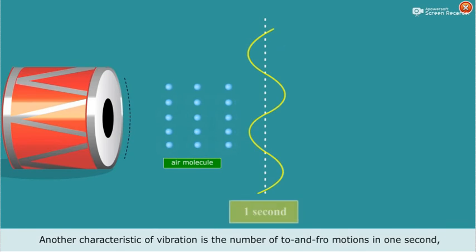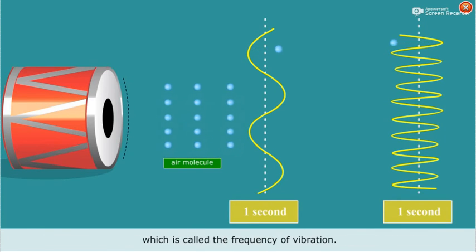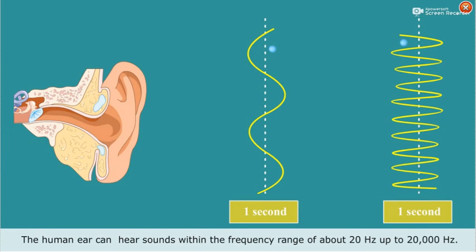Another characteristic of vibration is the number of to and fro motions in 1 second, which is called the frequency of vibration. The human ear can hear sounds within the frequency range of about 20 Hz up to 20,000 Hz.